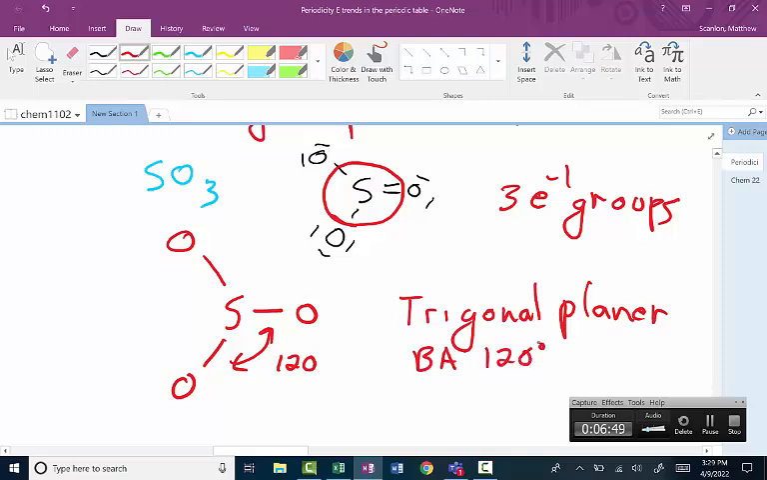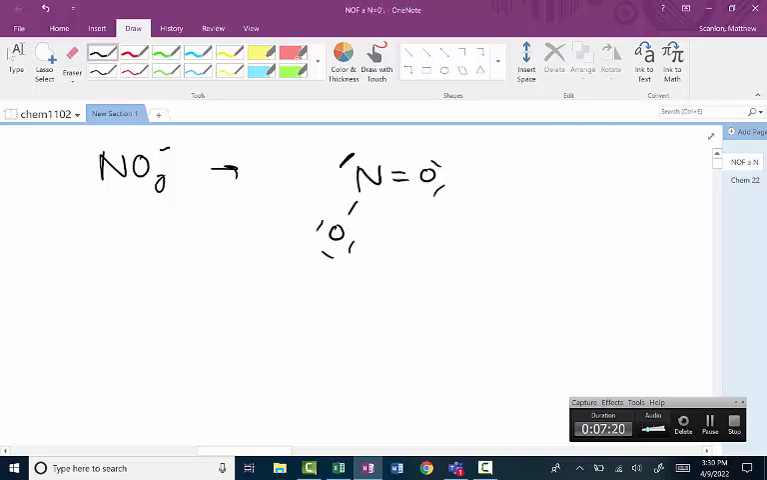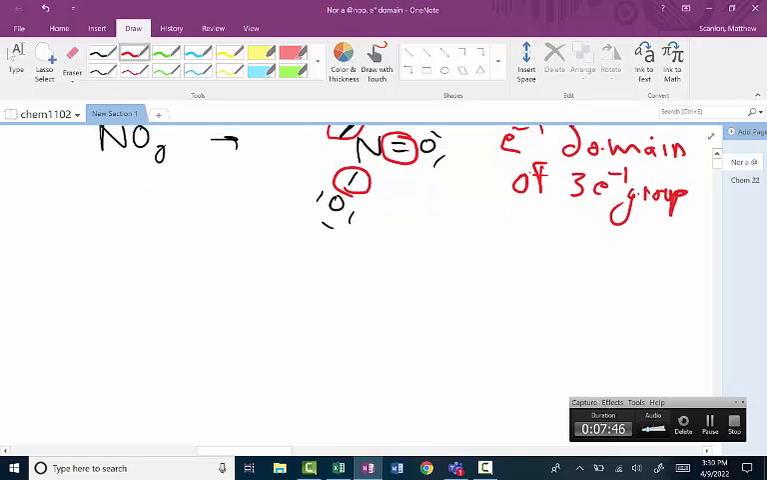All right, one more in this group. Let's look at NO2 minus, which has this Lewis dot structure. This is a little bit different because I have one electron group, two electron groups, and a non-bonded pair for three. So this is still a domain of three electron groups. That puts it in this type of structure. And I'm going to have an oxygen, and I'm going to have an electron pair.